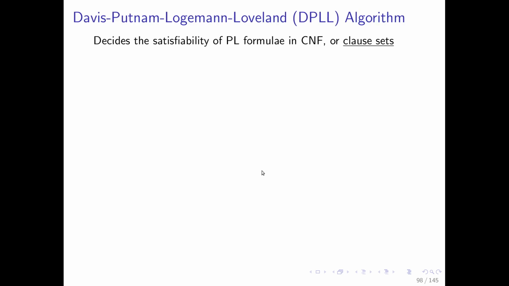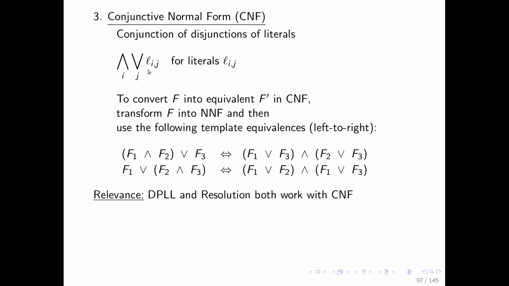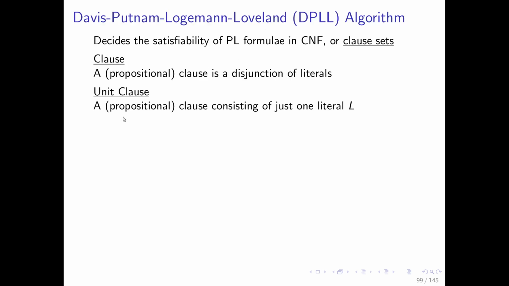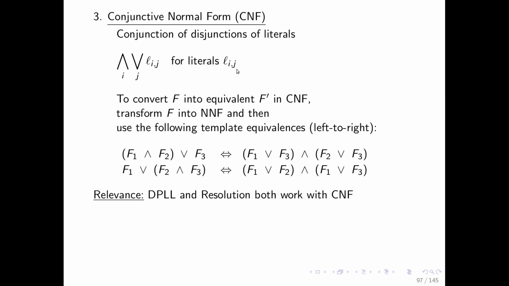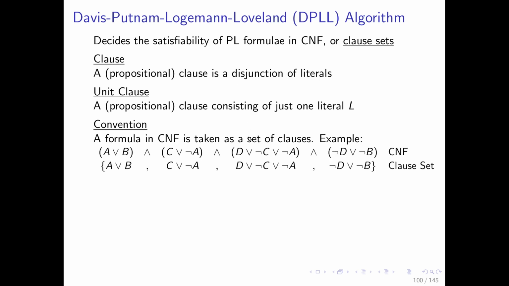Okay, now what does Davis, Putnam, Logemann, and Loveland do? It works on clause sets. So what's a clause set? Well, a clause is a disjunction of literals, so it's one of these rows, right? A clause is one of these rows, and a unit clause is something which consists of just one literal. So up here, it's a row that consists of just one atom or just one negated atom. So that's a unit clause. And the convention is that if I give you a CNF formula, then you're going to write it as a set where you only keep all the disjuncts and get rid of the conjuncts, right?